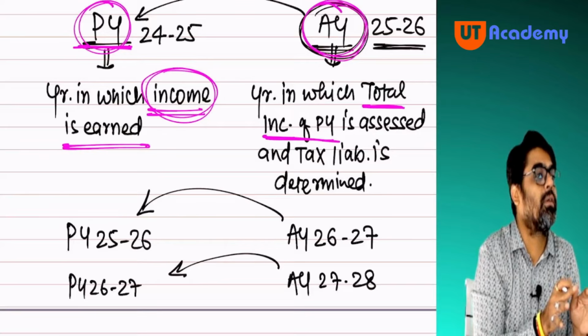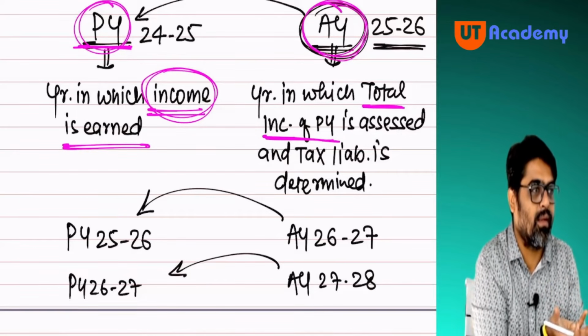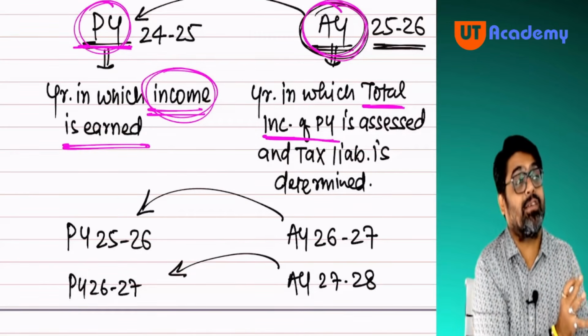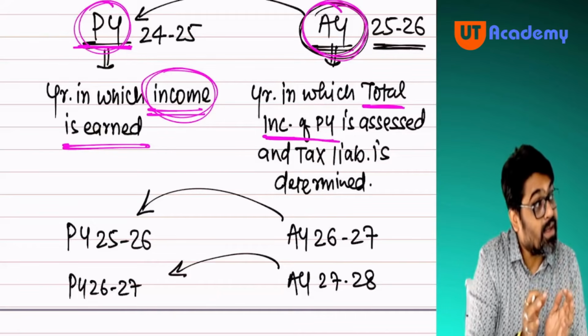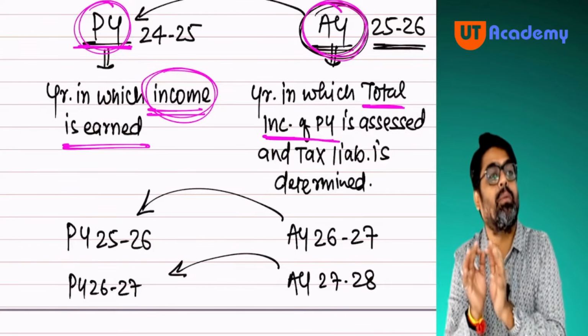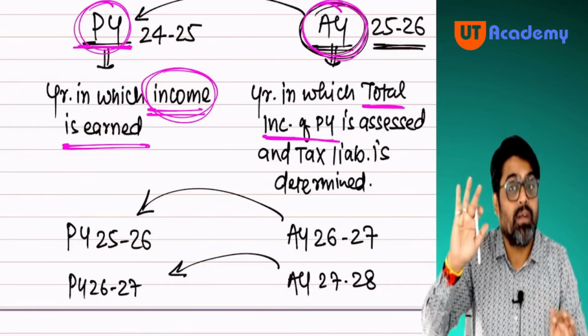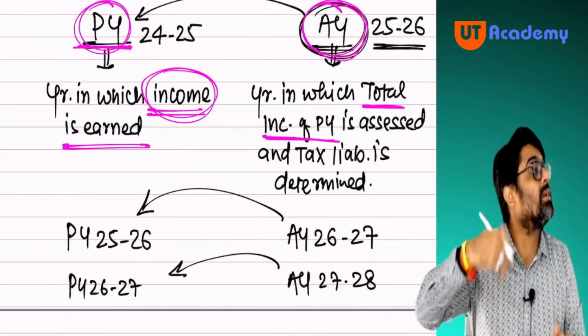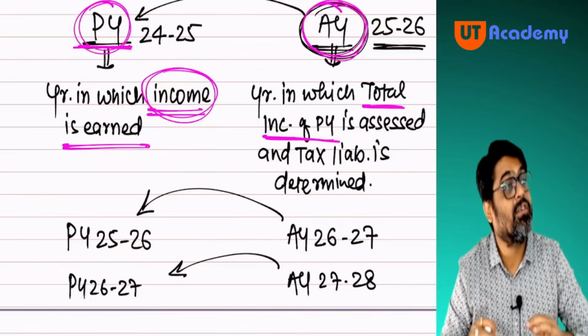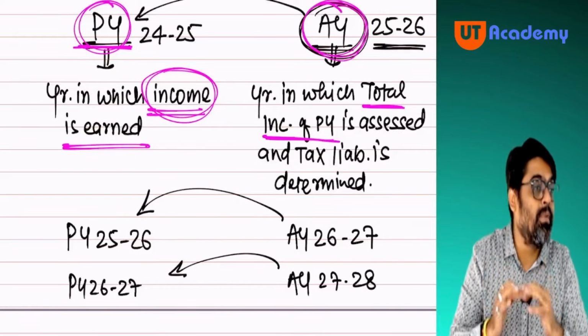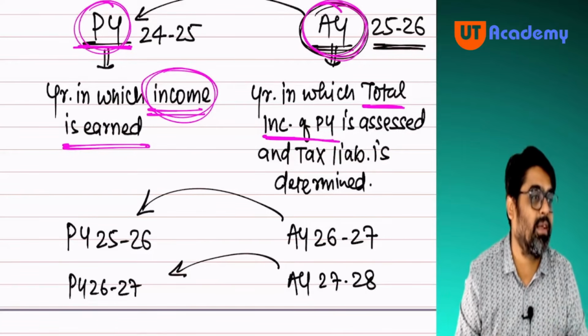Previous year: the year in which you are earning the income, we call that year the previous year. The year in which the total income of the previous year and the tax liability thereon is determined, assessed, that year is known as assessment year. This is just for the sake of understanding the meaning. This is not the definition.